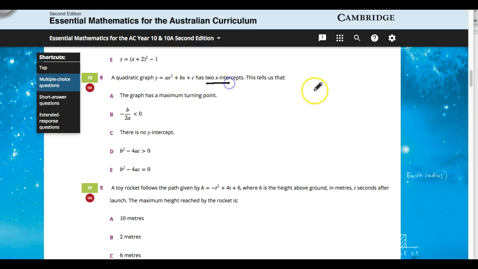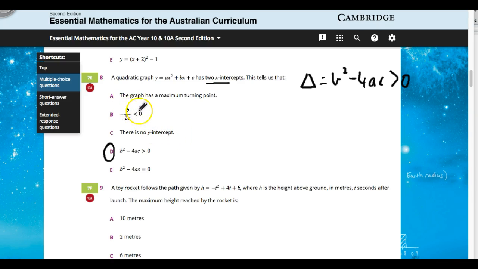So if we've got two x-intercepts, remember that your discriminant, which is b squared minus 4ac, has to be greater than 0. So basically, we just have to say, well, which one of these is true? Well, I can see it's there, D. So b squared minus 4ac is equal to 0 when you have one x-intercept. You're always going to have a y-intercept unless your x values are restricted, and we don't really cover that in year 10, but if you go on to do methods, you'll understand that you'll have restrictions on your graph.